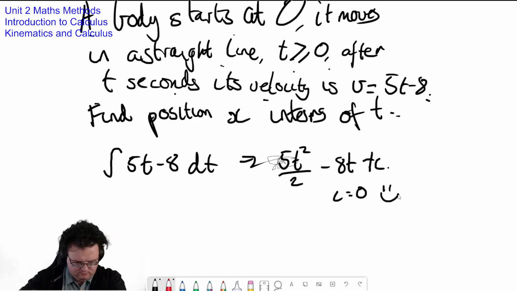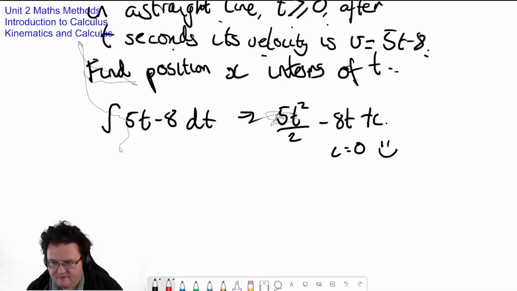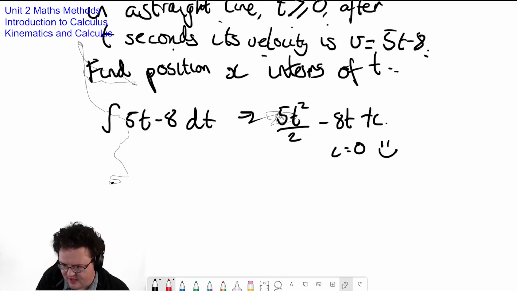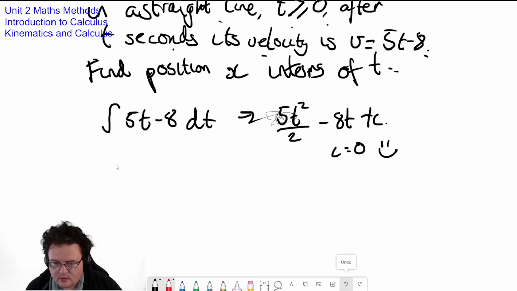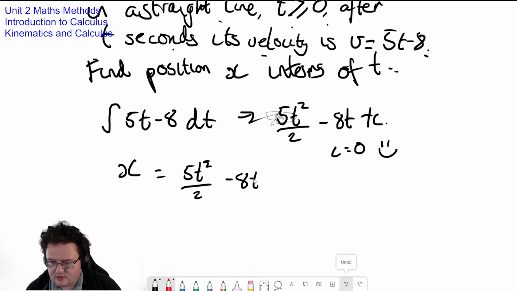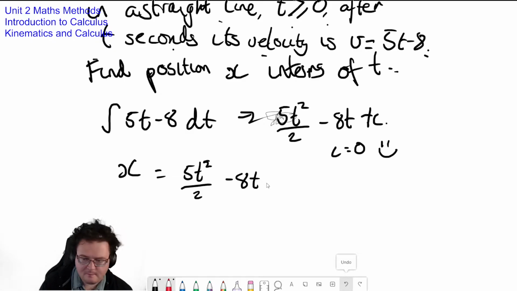If it was stated that it was starting in a particular position, then you would have to find out what c is, unfortunately. So its final position x equals 5t squared over 2 minus 8t.